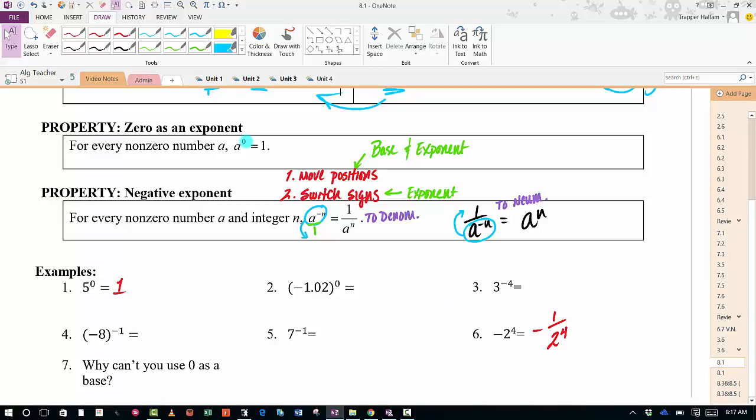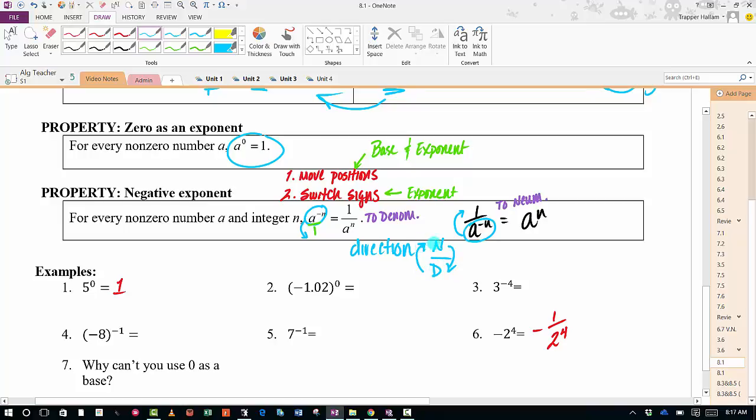The first property we're going to talk about is that anything raised to the 0 power equals 1. Real simple, not going to say any more about it, it's that easy. All right, so the second property we're going to talk about is a negative exponent. Negative's kind of like a direction. It's telling you to move it. And when we're talking about moving it, we're talking about moving from the numerator to the denominator in fraction form, or vice versa, is what you'll find out.